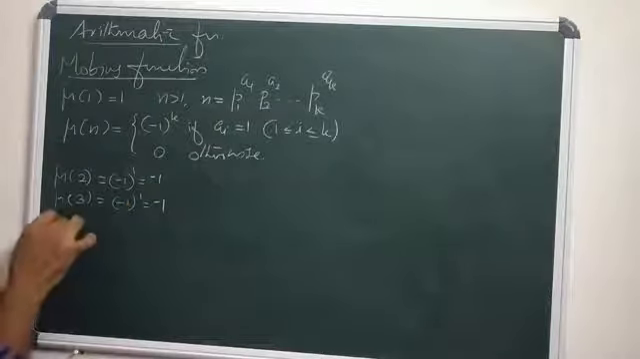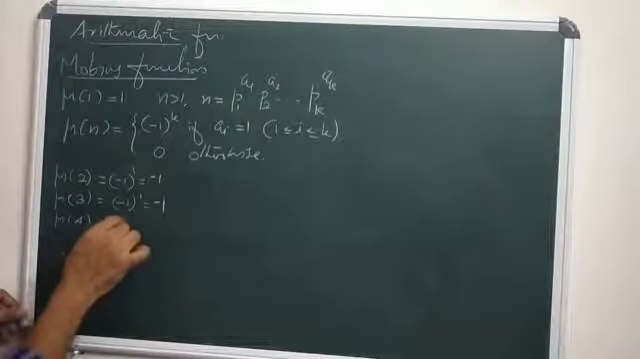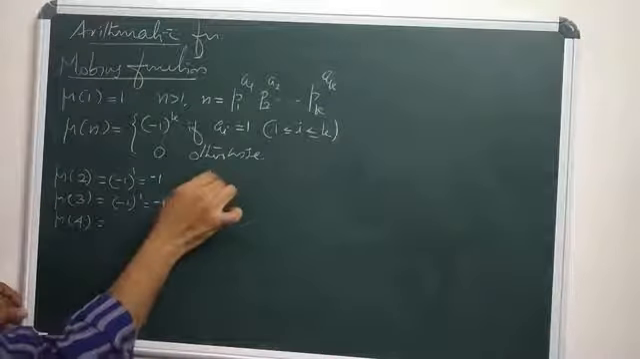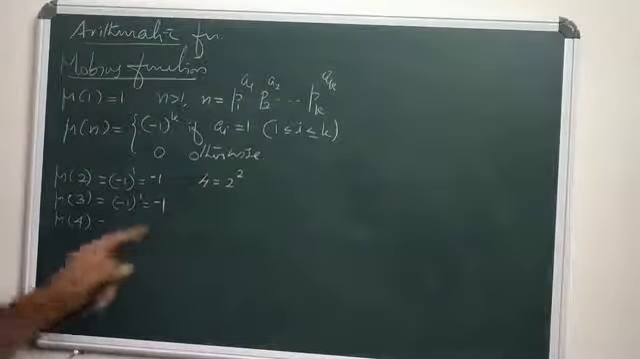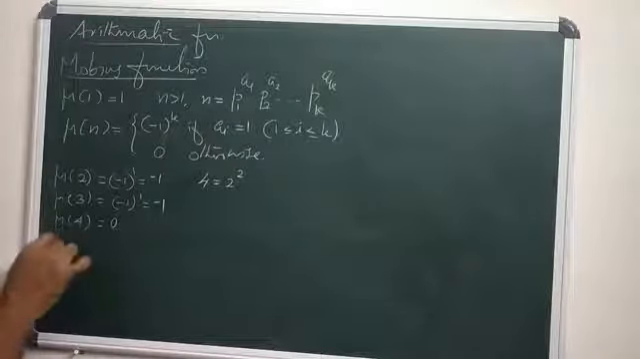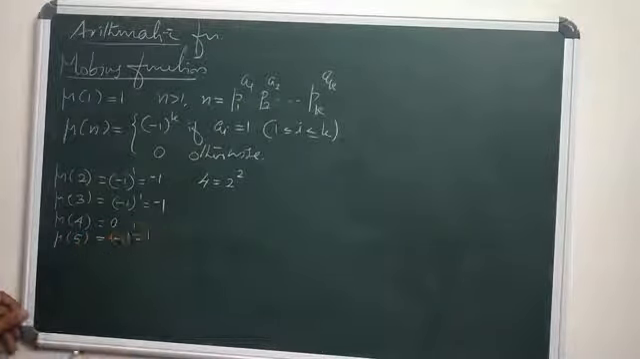What is mu of 4? 4 is 2 into 2, that means 2 square, so 4 has a square factor. If any positive integer has a square factor, then its mu of n is 0. So since 4 has a square factor, mu of 4 equals 0. So mu of n equals 0 if and only if n has a square factor. What is mu of 5? Again it is only 1 prime, so it is minus 1 power 1.